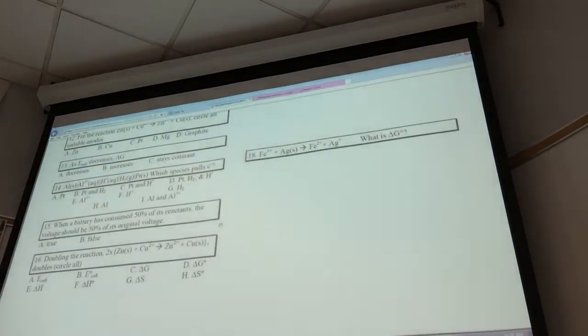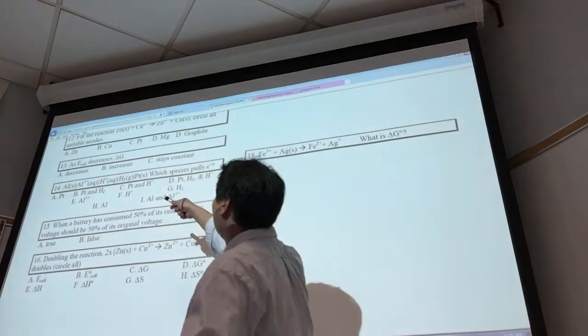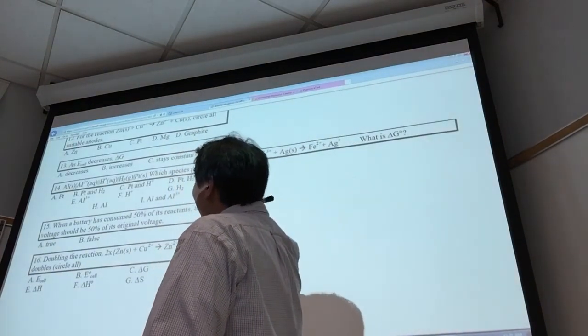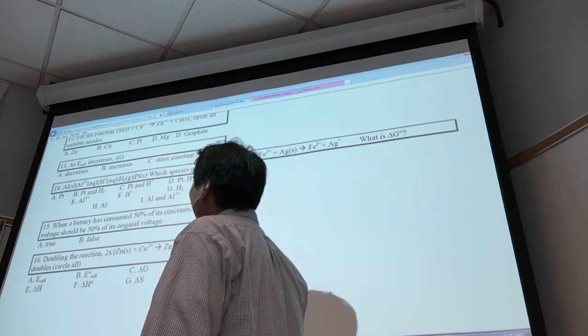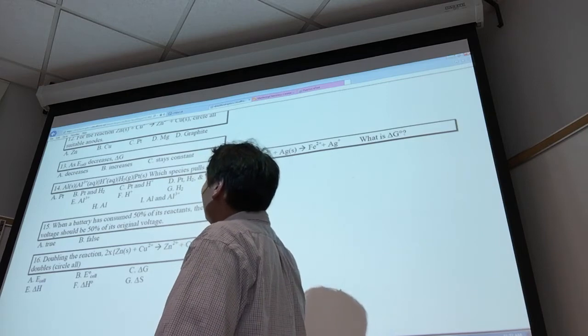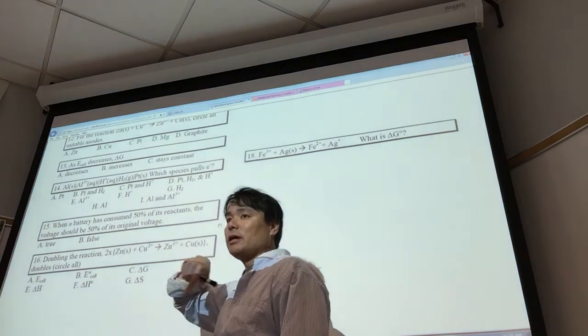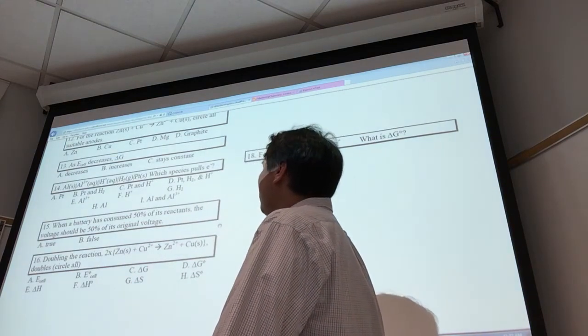All right, number 14 asks what? Well, we have this cell. What's the anode in this cell? Aluminum. What's the cathode? Hydrogen. Well, it's the hydrogen, the SHE, using platinum as the actual electrode. Platinum electrode in the hydrogen cell.